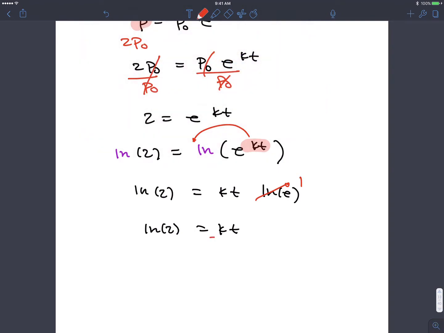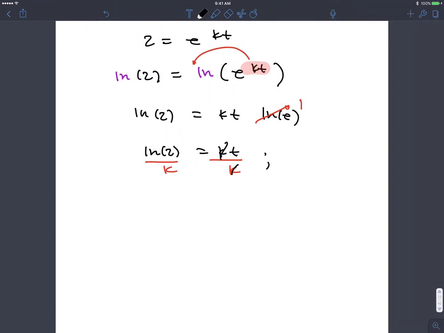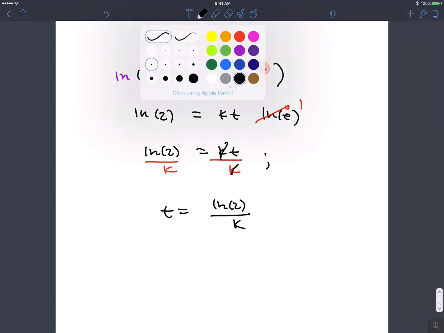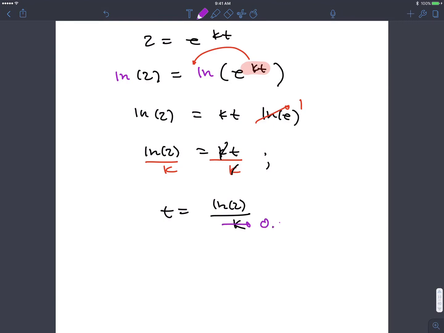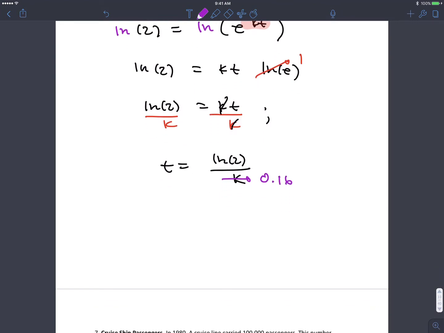Divide both sides by k. Here's what we end up with. T again is natural log 2 over that rate k. Just like we did in lecture, just like we noticed in the prior example, k again is the exponential growth rate, and in this case it was 16%, and replace that with 0.16. So the time that it takes to double is natural log 2 over this 0.16 now.